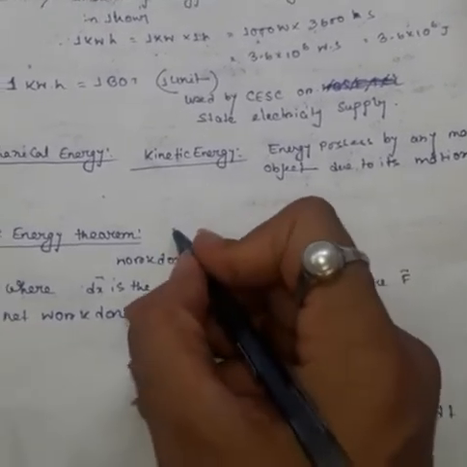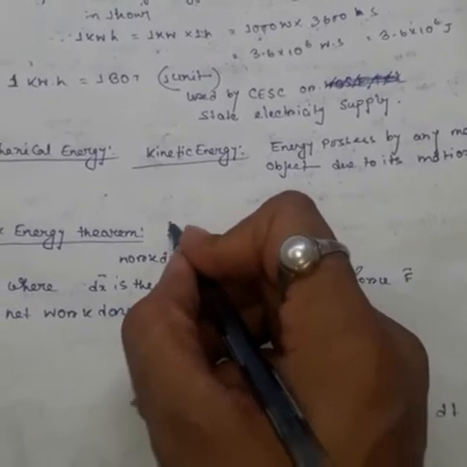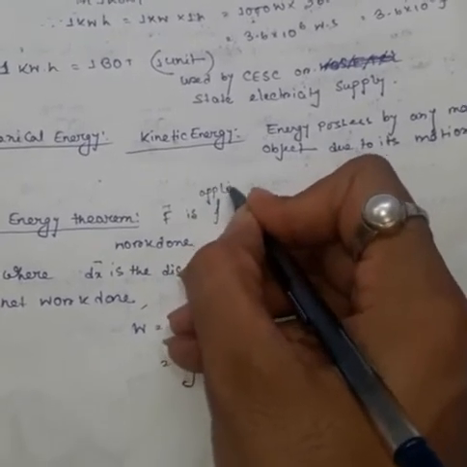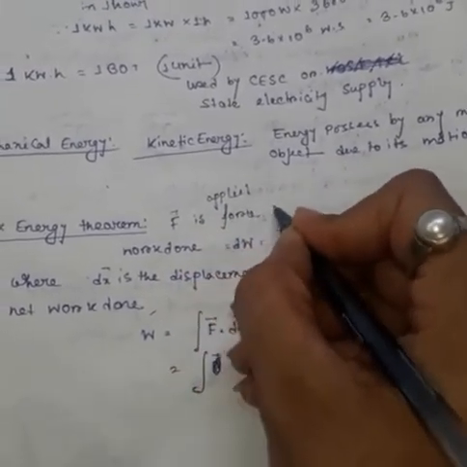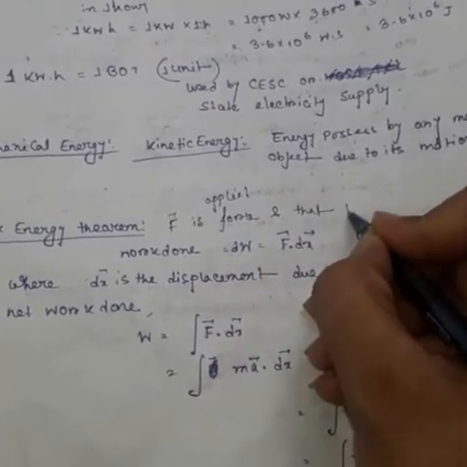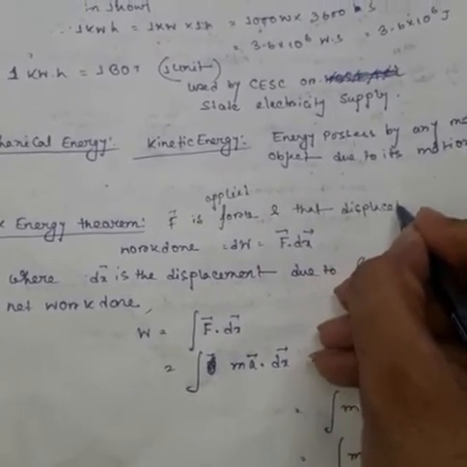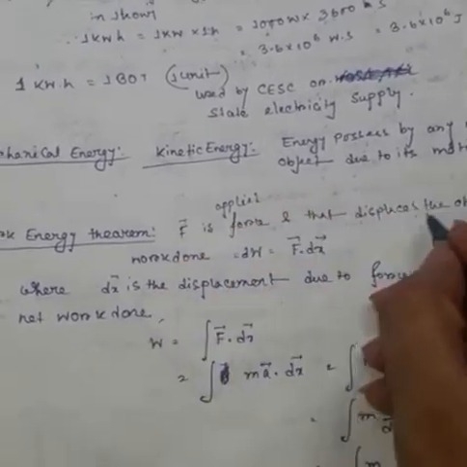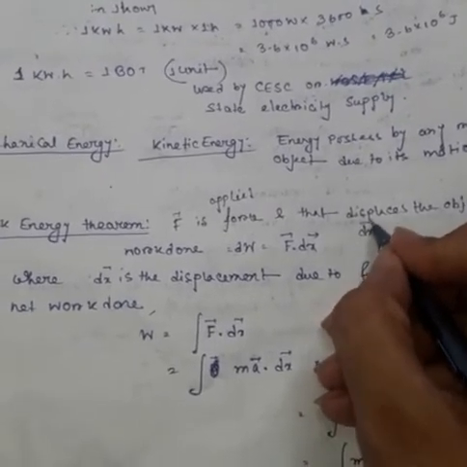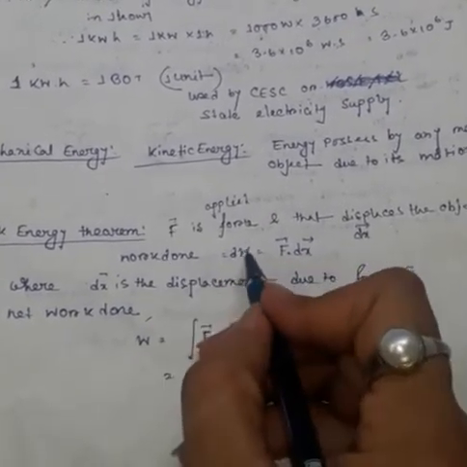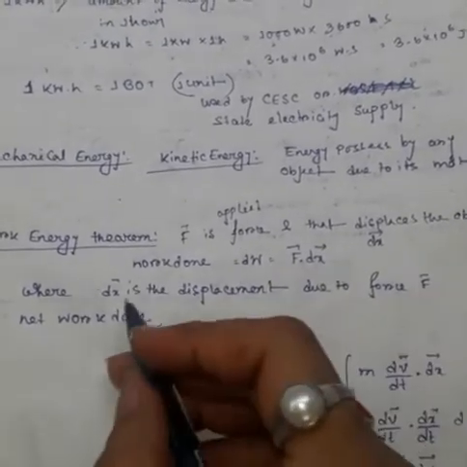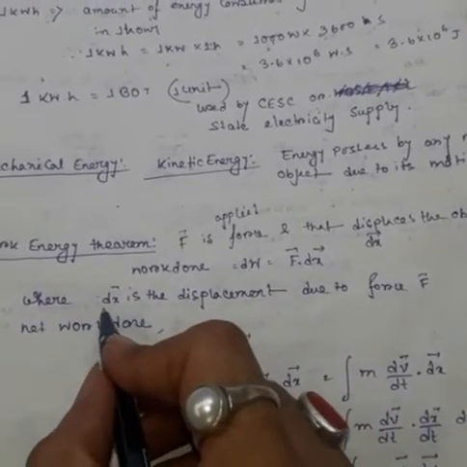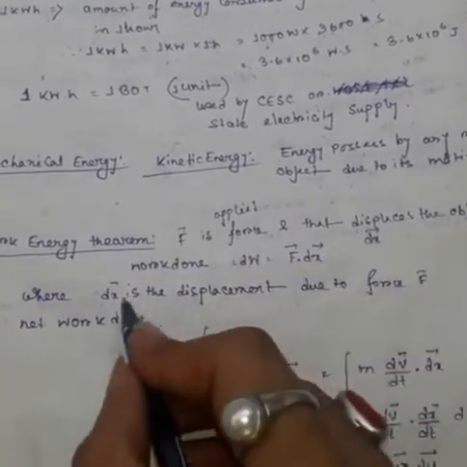Now here our assumption is F is the applied force and that displaces the object by dx. This is also a vector. So work done will be dW equals F dot dx. Okay, so here I already wrote that, sorry for that. I write down the same thing here also.